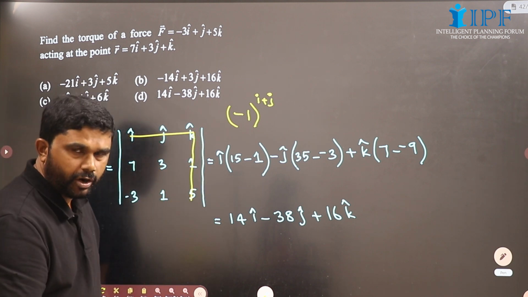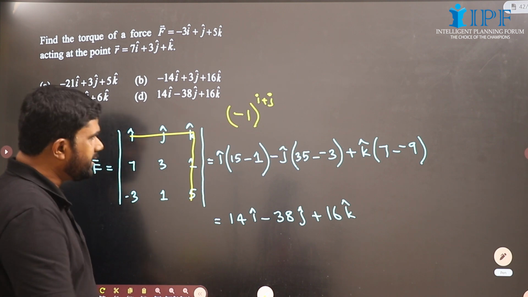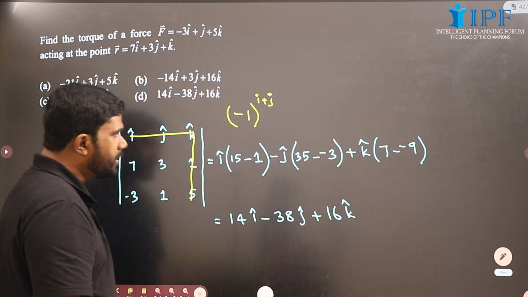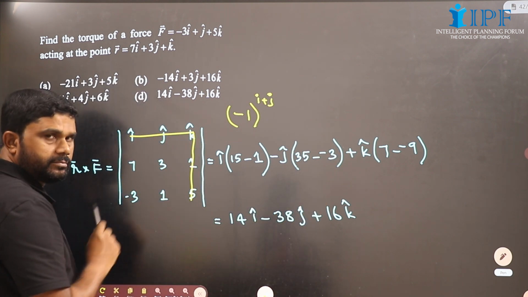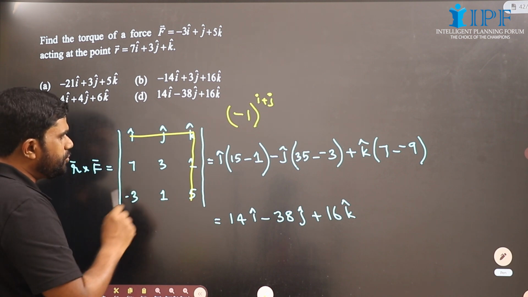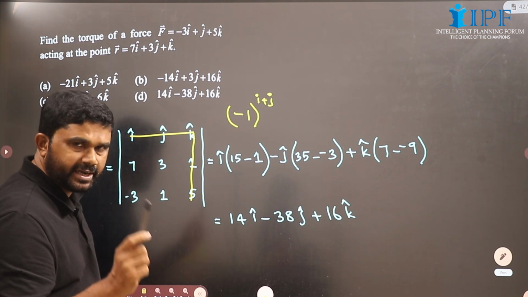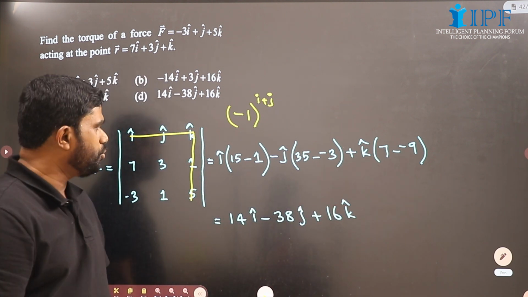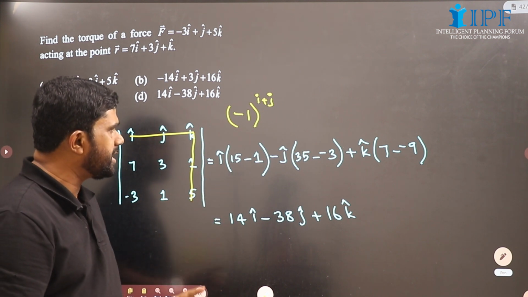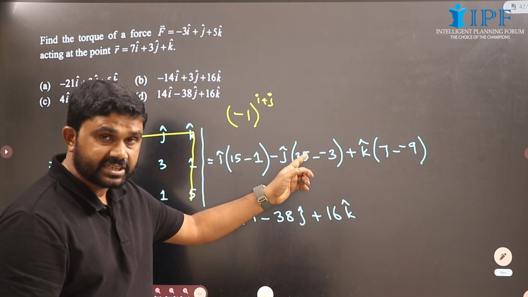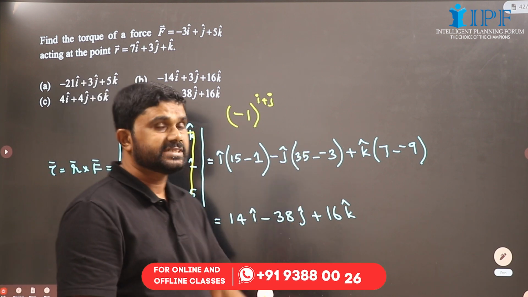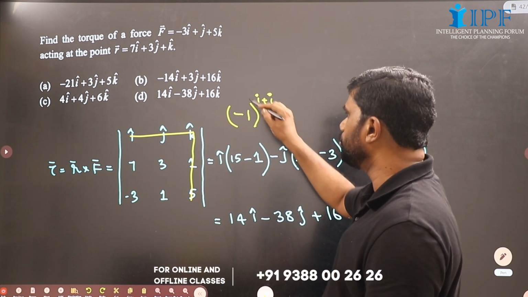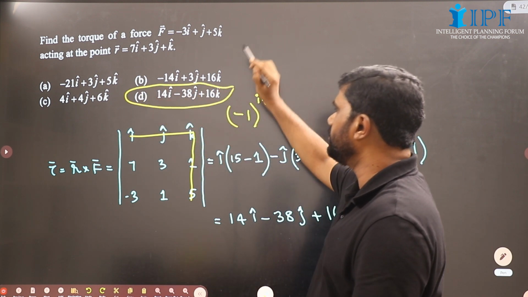Next will be k. We eliminate the column and the row containing k. This is positive, this is negative, so this will again be positive, so I have taken plus k. If I eliminate this row and this column, we will get 7 into 1, that is 7, then minus 3 into 3, that is minus 9. 7 minus minus 9. So we will get 15 minus 1, that is 14 i cap. Then 35 plus 3, that is 38, so minus 38 j cap plus 16 k cap. Okay, so 14 i, so only this one will be true.